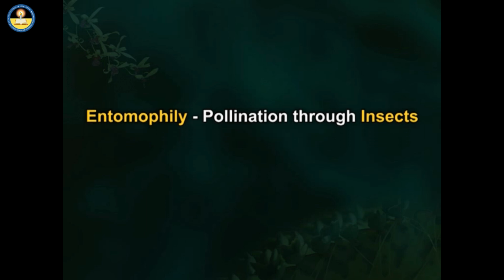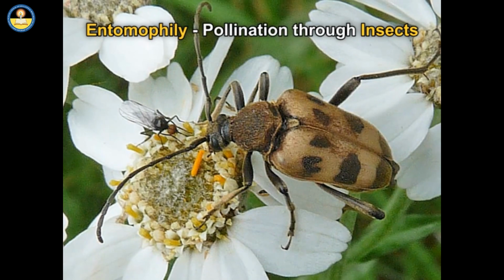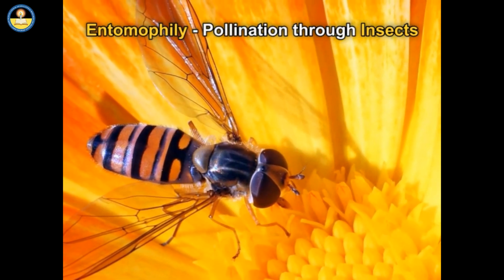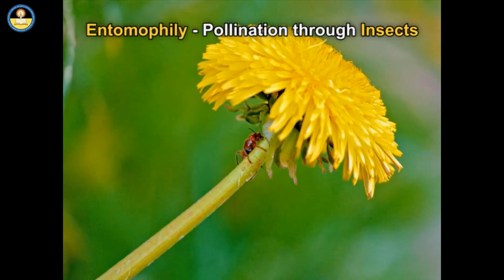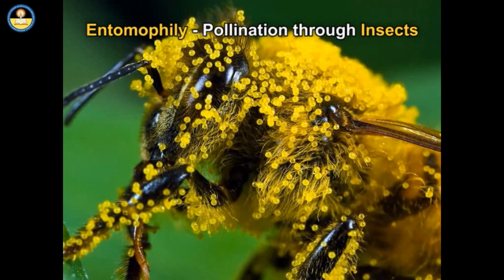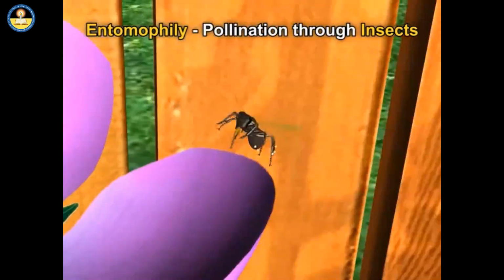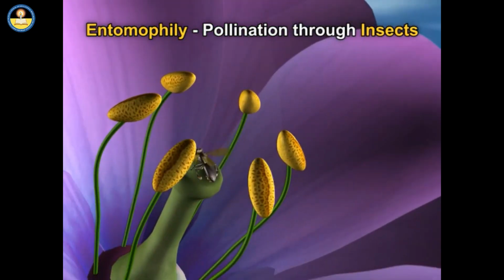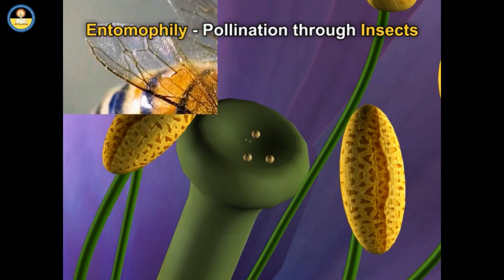Entomophily means pollination through insects. Insects visit the flowers not to do pollination, but to collect nectar, edible pollen, or for shelter. When an insect visits a flower, its body gets dusted with pollen grains. When the loaded insect visits another flower, its body brushes against the stigma and by chance drops the pollen.